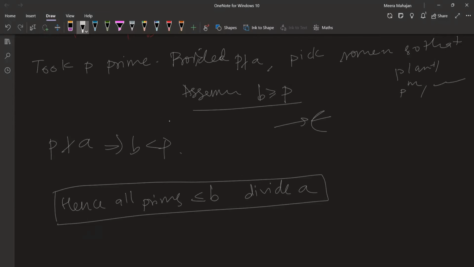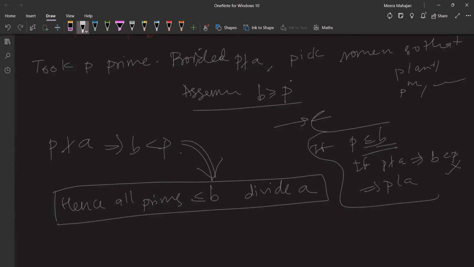Because if p is a prime at most b, then for this to hold, if p does not divide it, then we would get a contradiction. So p must divide it. This just implies this. Or is there any part I should go over once again? Like if p is at most b, then if p does not divide it, then this would imply b is less than p, not possible because we took this. Therefore, p divides it. Okay, I'll take that as a yes.